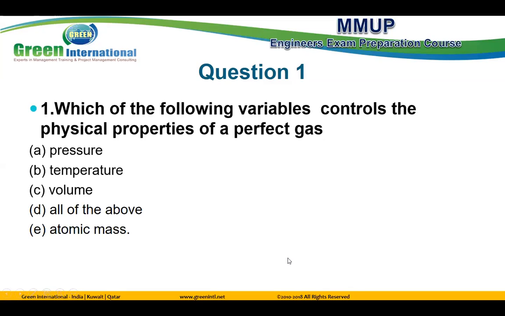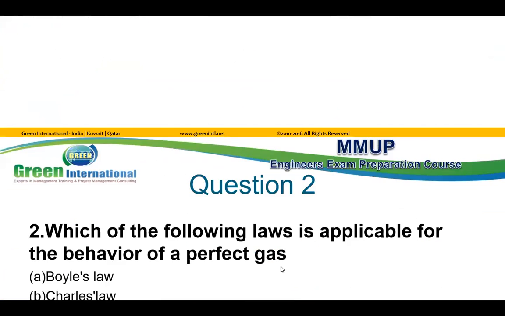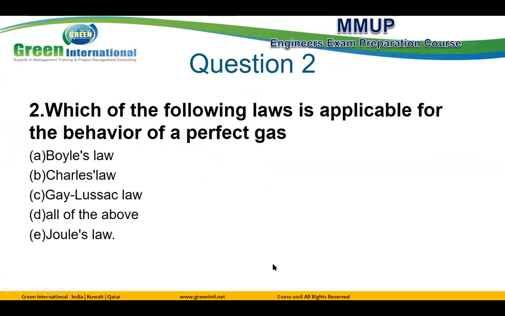Which of the following variables controls the physical properties of a perfect gas? D, all of the above. All of the above. Correct. Excellent. Which of the following laws is applicable for the behavior of a perfect gas? D, all of the above. Yes, all is all.